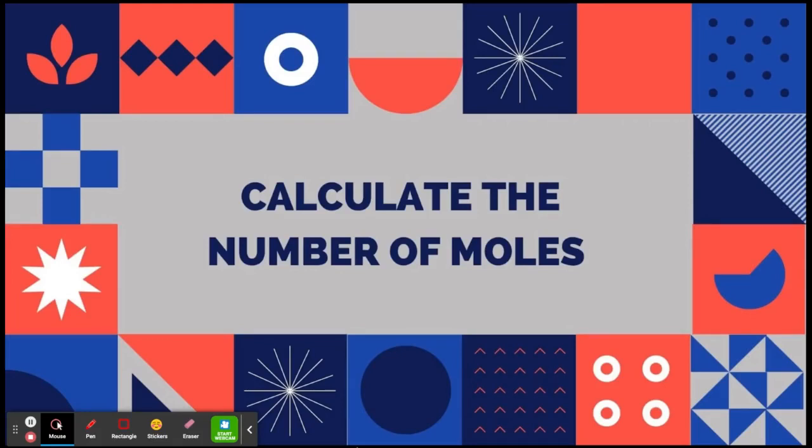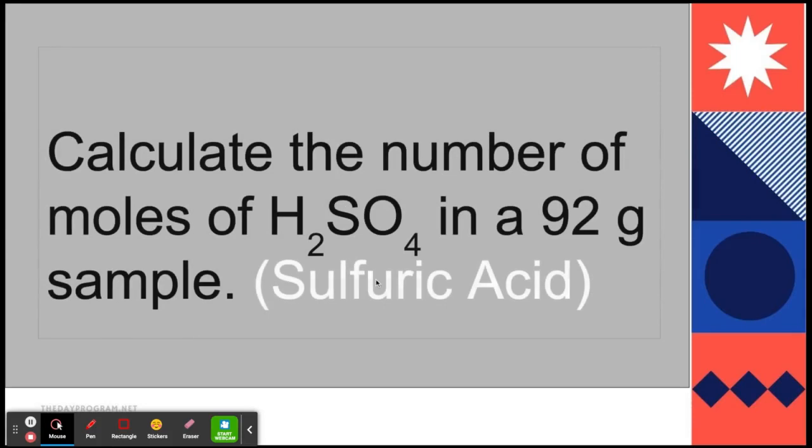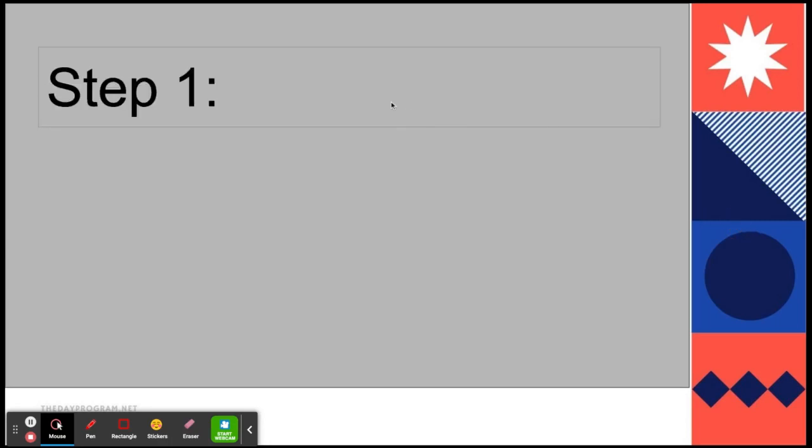This is Miss B, and today we are calculating the number of moles. More specifically, we are calculating the number of moles of sulfuric acid in a 92-gram sample. All right, here we go.